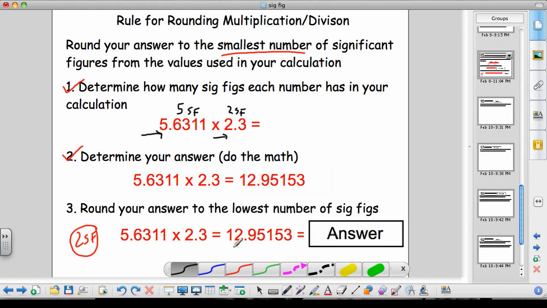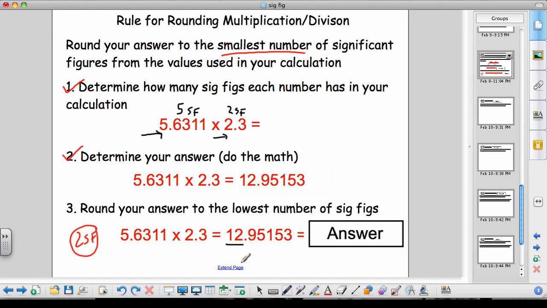Let's look at this and figure this out. If I'm going to round to 2 sig figs, I'm going to underline the first 2 digits. I'm going to look at the digit just to the right. I'm going to follow those rounding rules that we looked at.